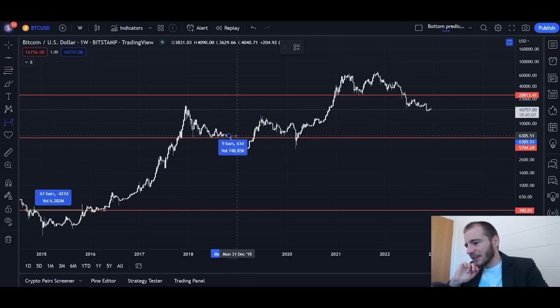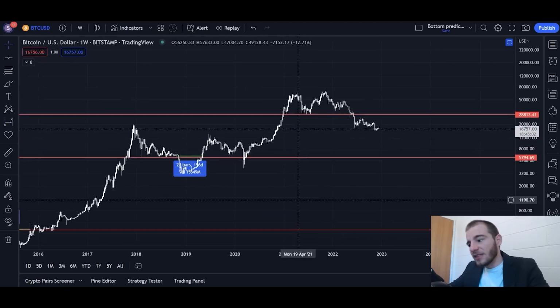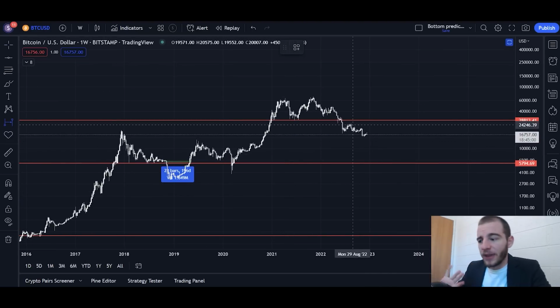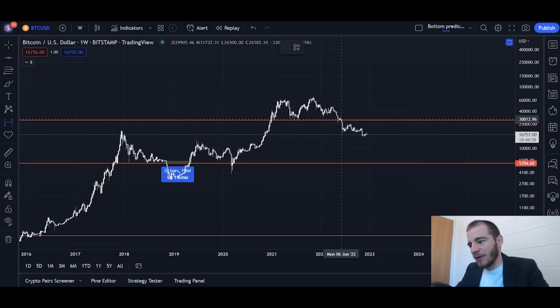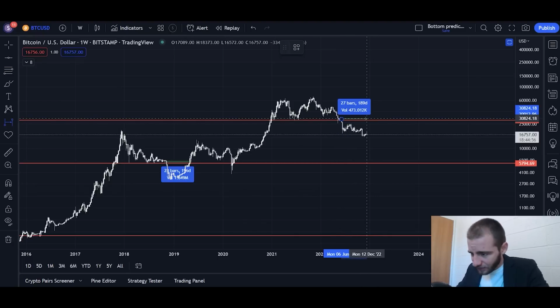In 2018, how long did it take? It actually took a lot quicker. It took 200 days. So we can go in the middle, or we can take two extremes. What if it takes 200 days like 2018? If it did that, we'd be getting back above the line in like 2 weeks, which is not going to happen. So what if it goes in the middle between 400 and 200? That's obviously 300. So what if it's 300 days?